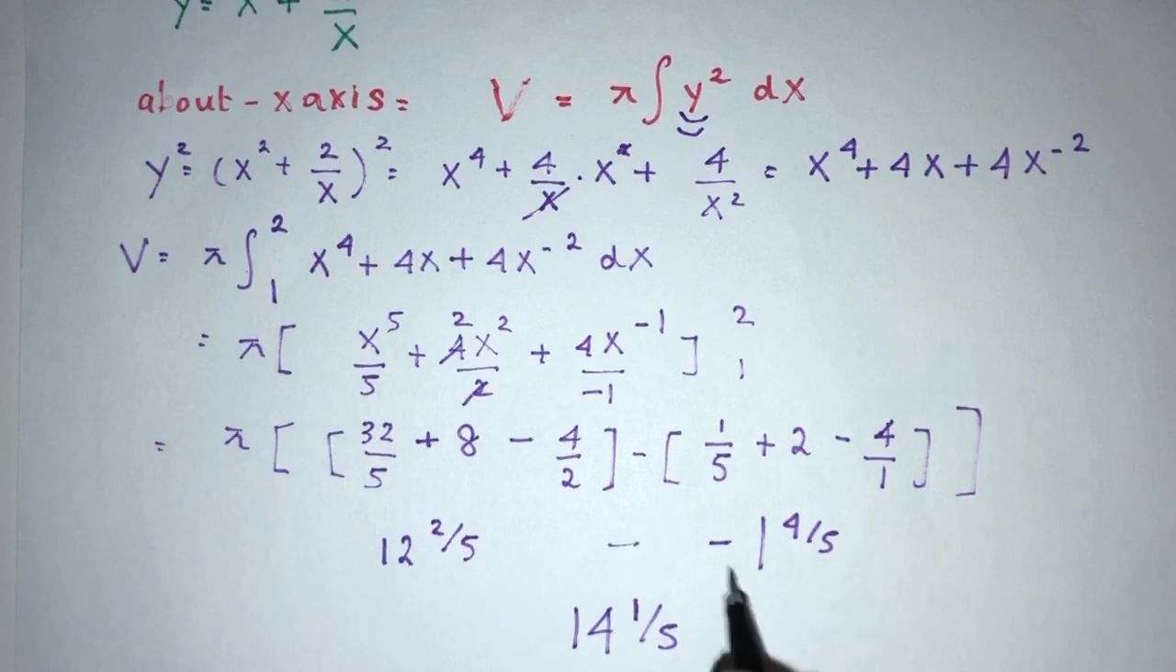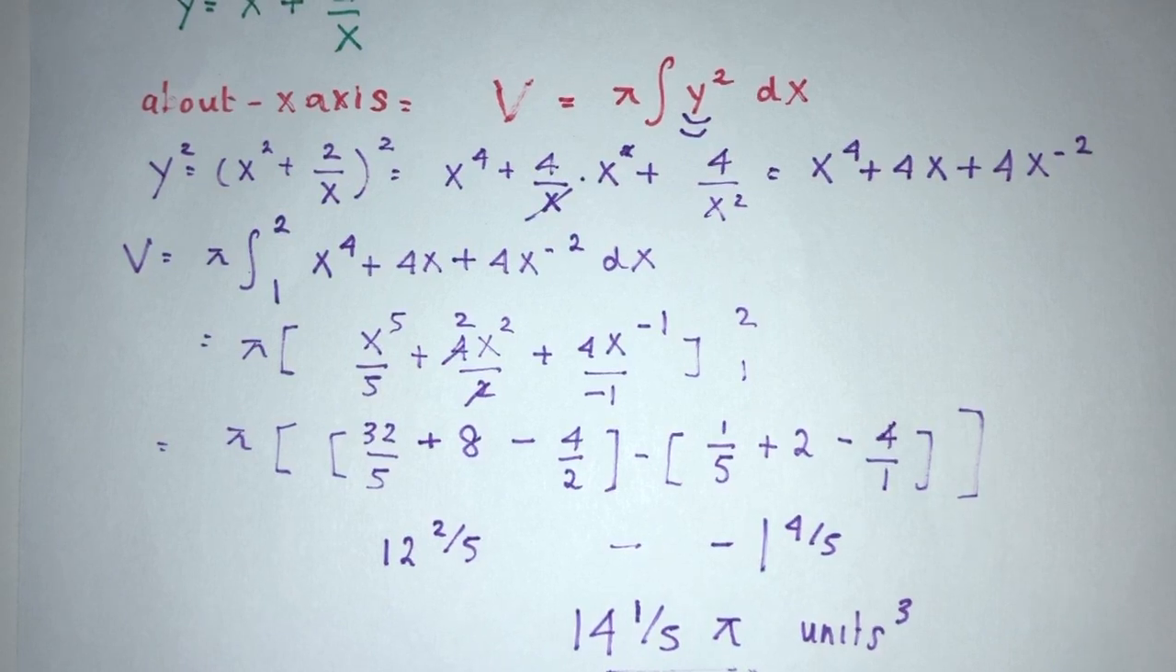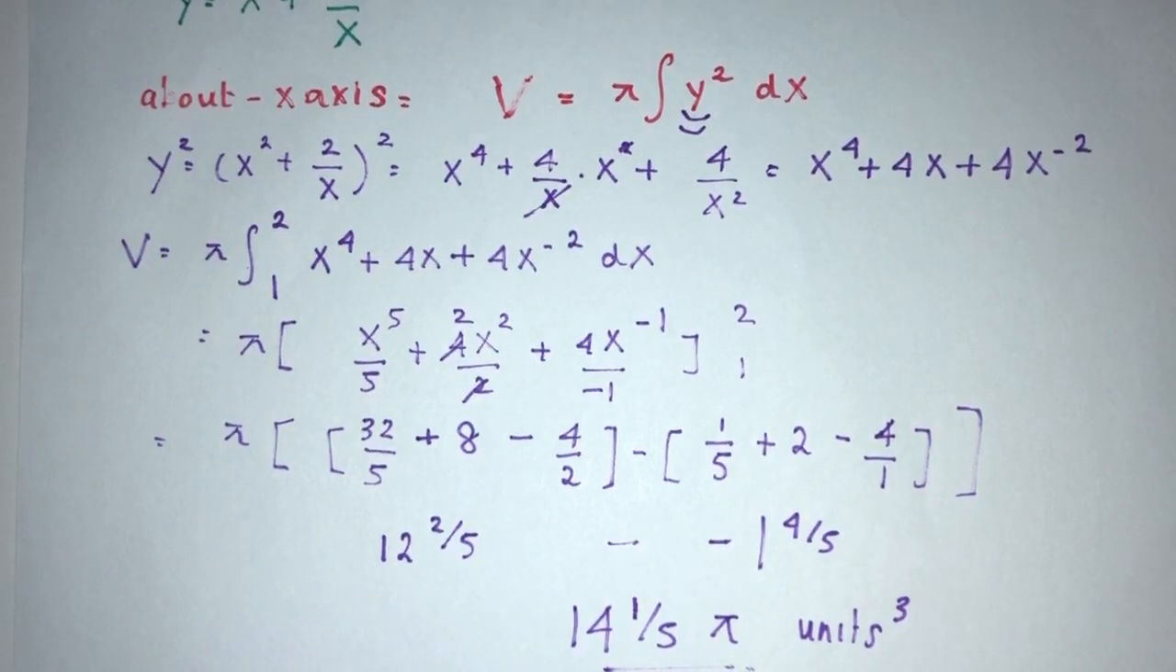Volume will be this times pi, units cubed for the volume of the shape that we are trying to find. And this is the last question of this paper. I hope this is somewhat helpful.